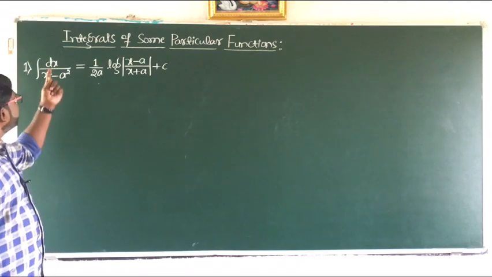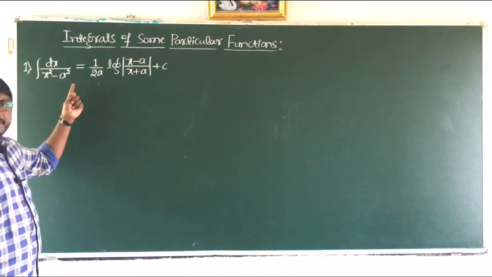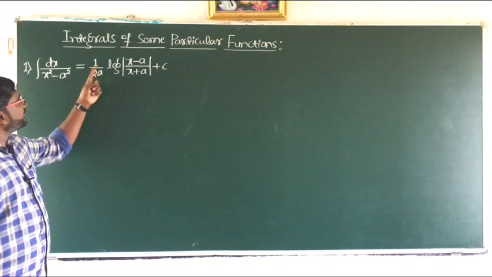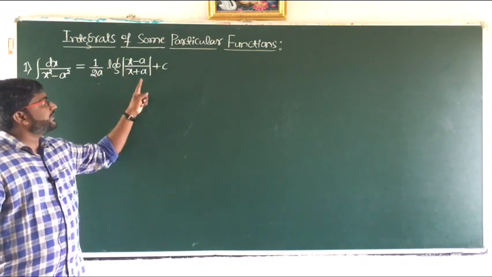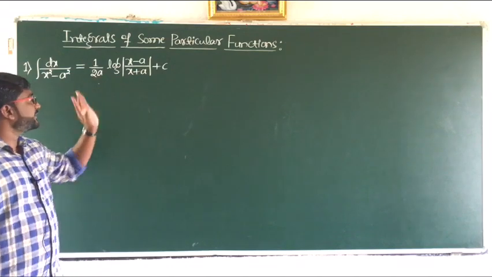It is integral dx by x square minus a square, which equals 1 by 2a log mod x minus a divided by x plus a plus c. So let us prove this now.